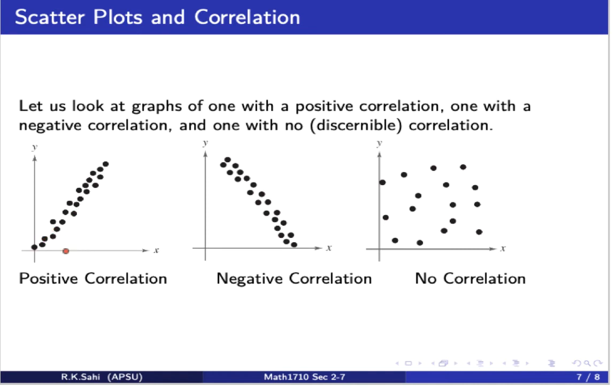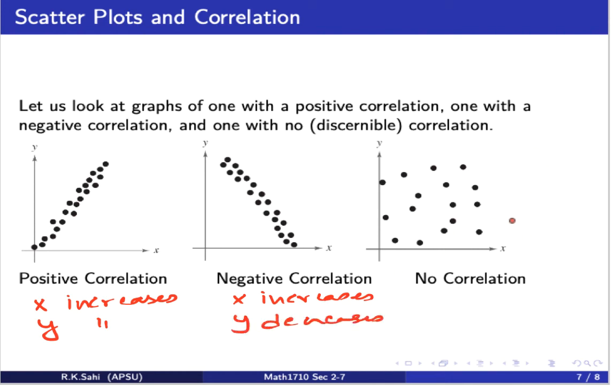Positive means as x is increasing, y is also increasing. So we have a positive relationship, which simply means as x increases, the y values also increase. A negative correlation means as x increases, notice the y values are decreasing. So that means x is increasing, then y decreases. No correlation, we do not know where to go. When x increases, y can go down, y can go up. It's all over the place. So this is a scenario where there's no correlation.